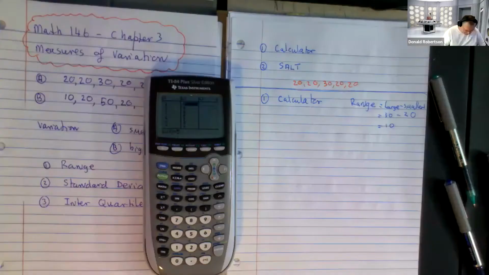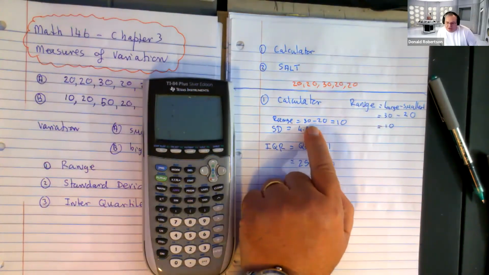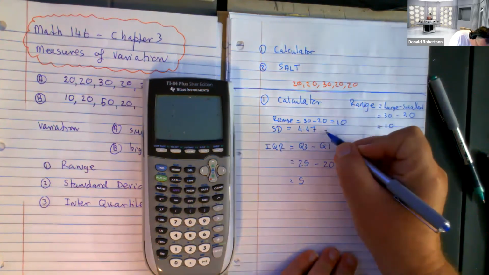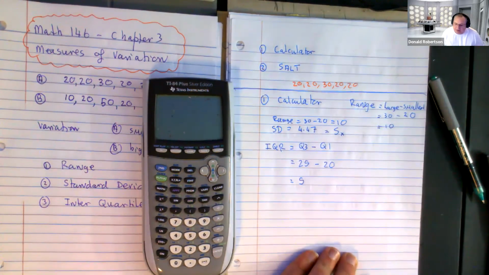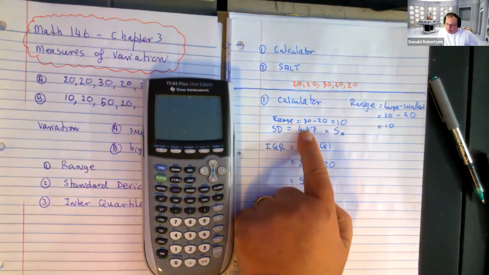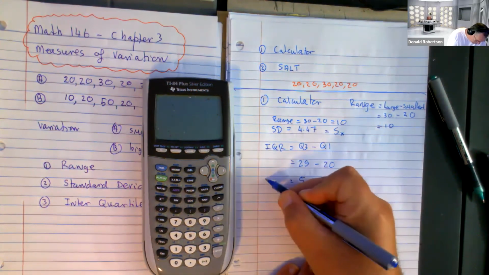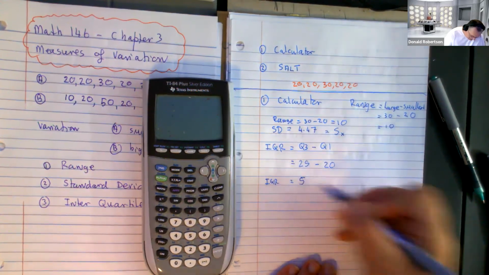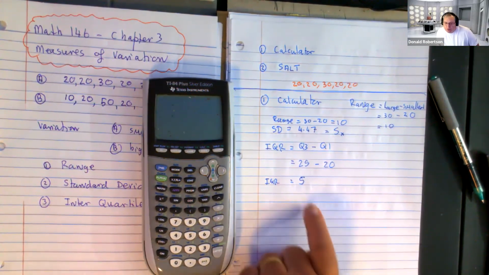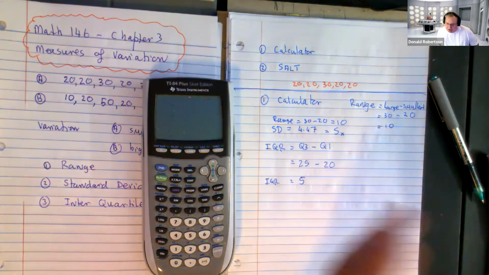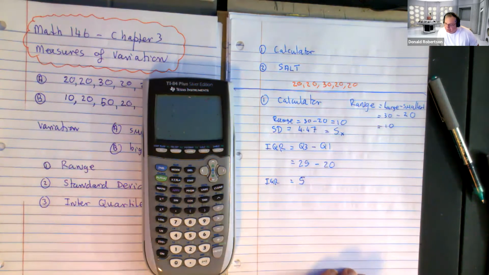Let's return to the screen and show you me using it then. The range, biggest take away smallest, 10. Standard deviation, which in our calculator is called SX, 4.47. And interquartile range is 5. So these 3 different numbers are ways to measure how spread out the data is, right?